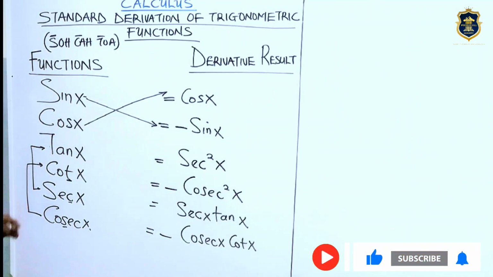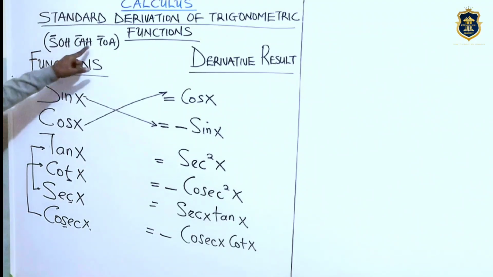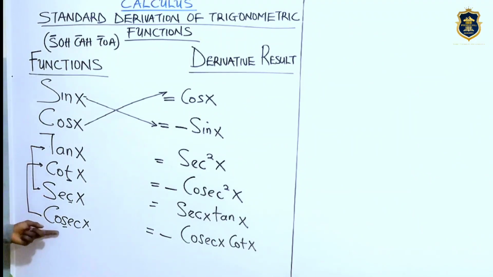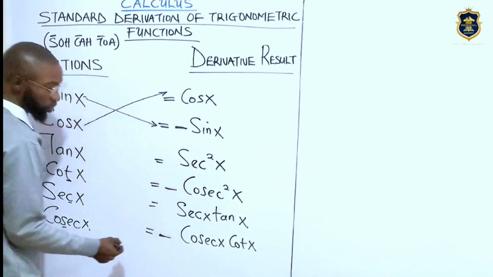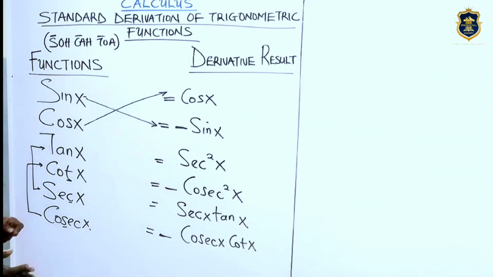You don't have to cram it. Just take the first three, sine, cos, and tan, and take their inverses: cot x, sec x, and cosec x. Having done that, take the minus. Second, fourth, and sixth get the minuses.